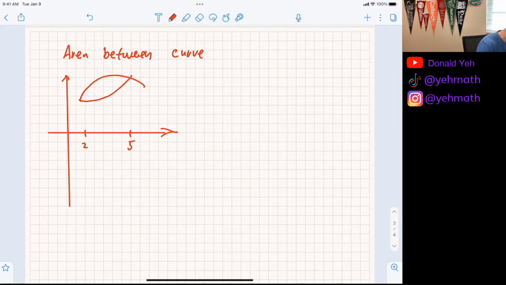Let's say I want to find the area, this is f of x, and this is g of x. So basically, it's going to be the integration from 2 to 5 of f of x minus g of x dx, which is top minus bottom, right? But sometimes you have to find the intersection.